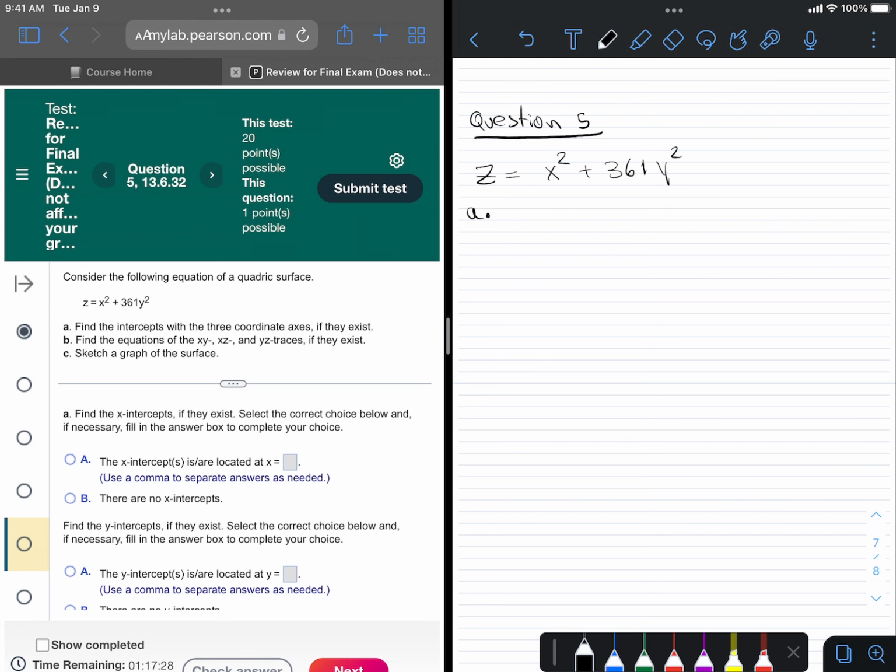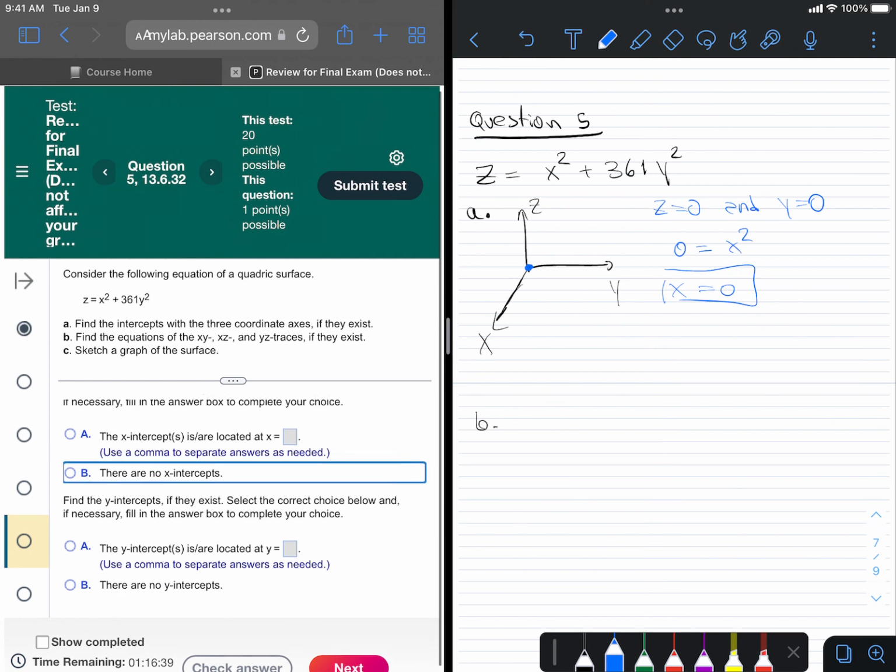So first we're going to find the x-intercepts. So the x-intercepts are the points, if they exist, where the graph of the function touches the x-axis. They will be given by the values when z equals 0 and y equals 0. So when that happens, we'll have 0 equals x squared, which means x equals 0. So that means actually that my intercept is right here. This is also a y-intercept and a z-intercept, but we'll check if there are other y and z-intercepts.